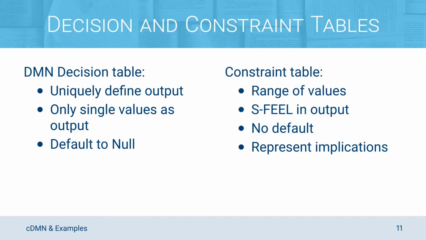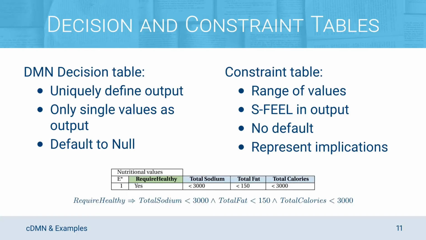There's only single values as output allowed, and if there is no rule applicable in a decision table, it will default to null value the output. In a constraint table, we do things differently. Namely, in the output, we allow a range or a set of values, so there's multiple values possible. We allow fields in the output. There's no default, so we don't say anything when no rules apply, and every constraint table represents implications.